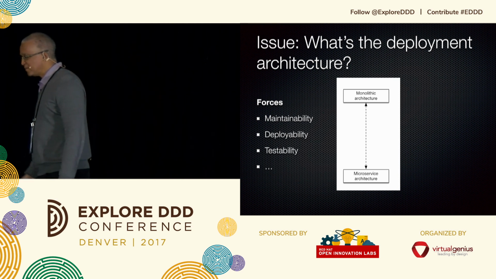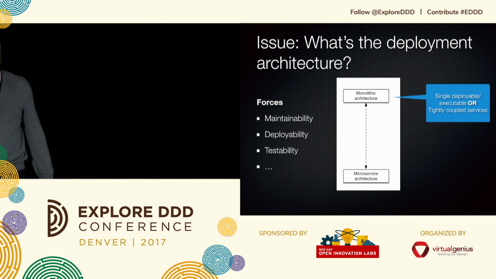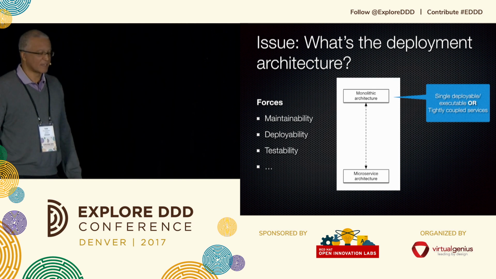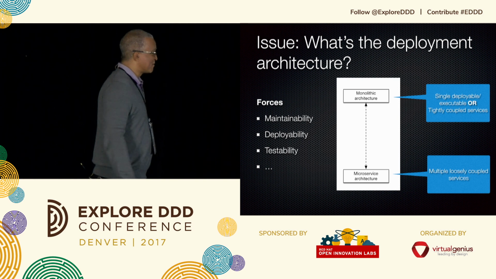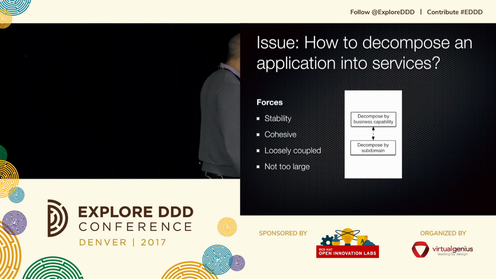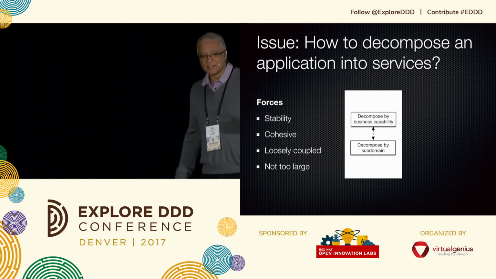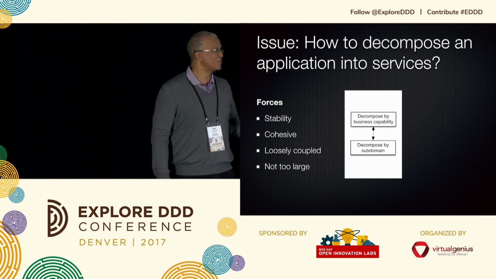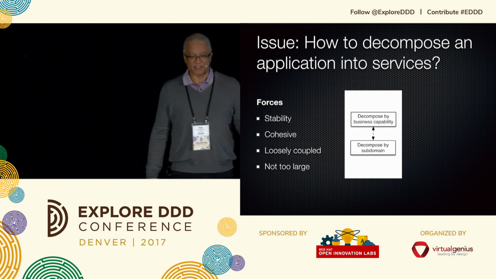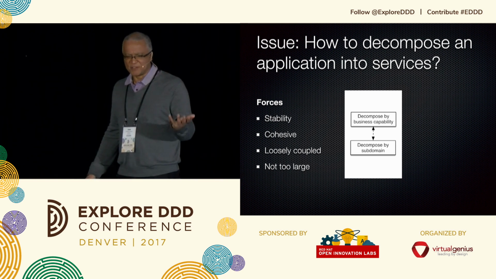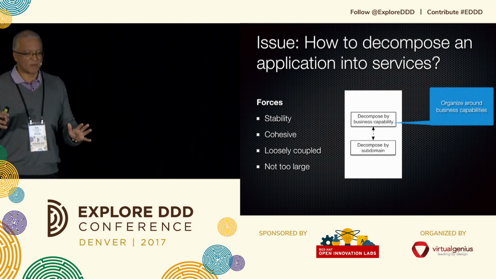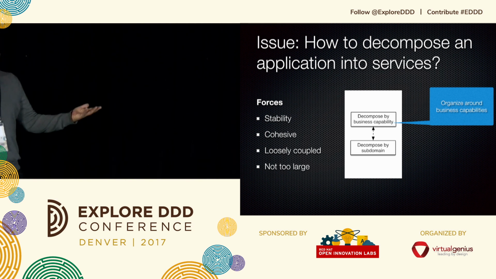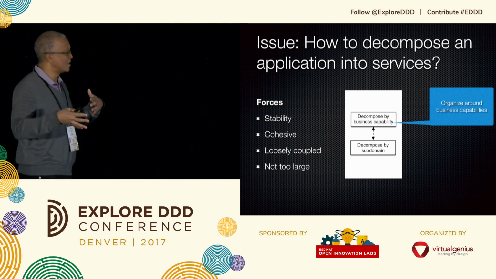So it's like single executable or a service-based architecture. Those are your choices. And then you decide, great, I'm going to use the microservice architecture. So then the next issue you have to deal with is, how do I decompose my system into a set of services? And there's a couple of patterns. You can decompose by business capability, which is the main way. And in a sense, you can decompose by DDD subdomain.